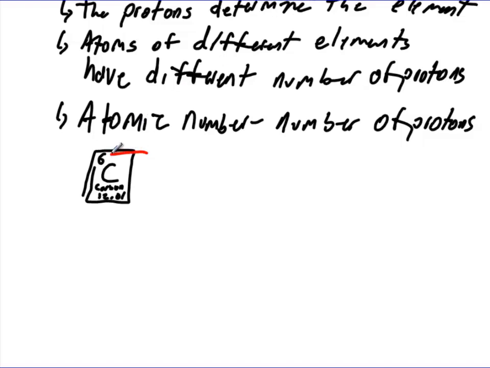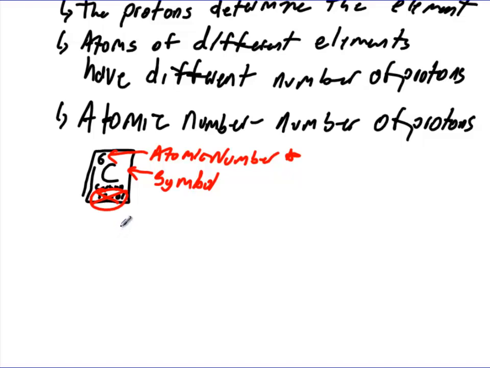This 6 right here, we definitely care about that. That is the atomic number. That is the number of protons. This one, that's a big deal. This is the name or the symbol of the element. Usually we get both. This number down here, we're not going to talk about that number. We don't really care about that number. We might talk about it later, but for now we're going to ignore it.